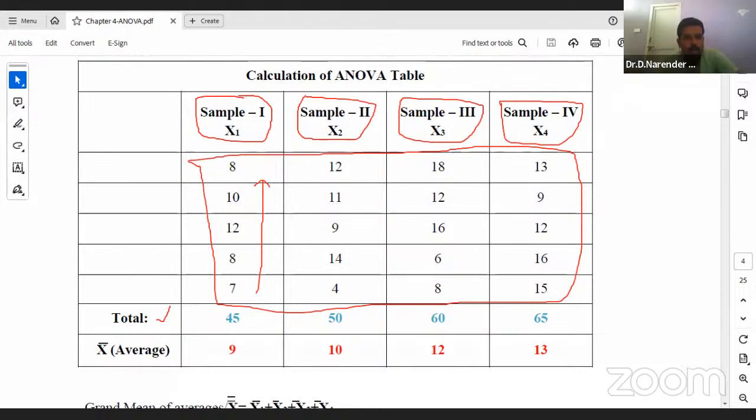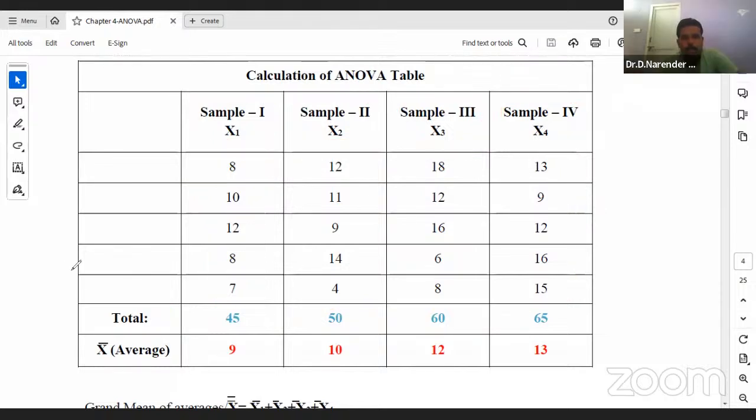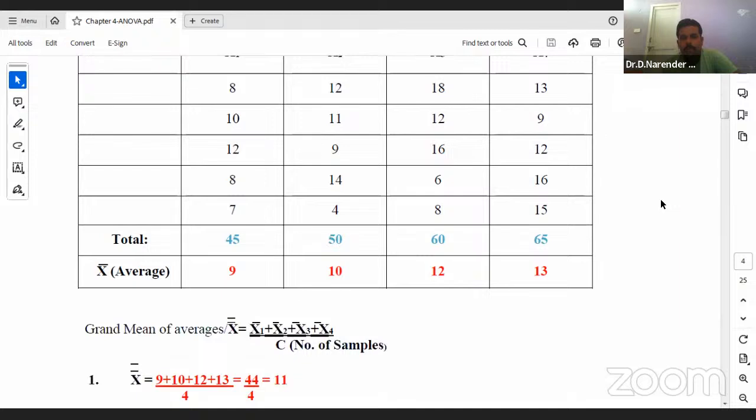So after doing all these steps, next we need to find out the grand mean. Grand mean of averages recorded as X. See, the principle is here: X double bar, not single bar.